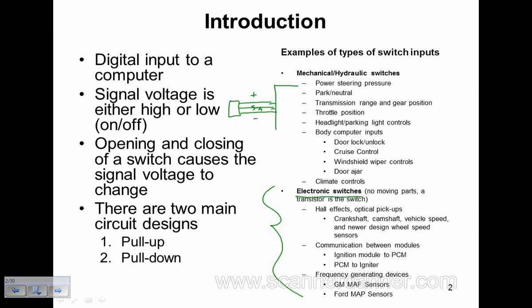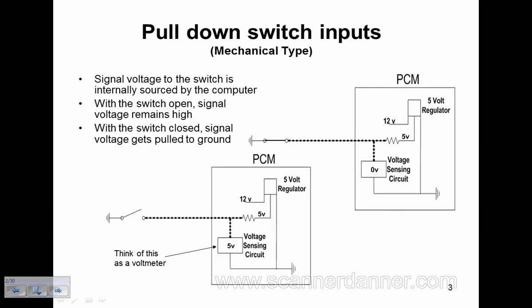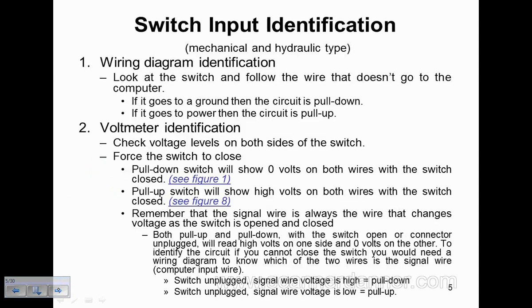You have to know the car. So electronic ones we can't identify with a wiring diagram. I'll show you more electronic circuit design later and how we can identify that. For this identification discussion, we're just talking about mechanical and hydraulic type. So look at the wiring diagram. Use a voltmeter. Starting with the wiring diagram, it's as simple as look at the switch and follow the wire that doesn't go to the computer.